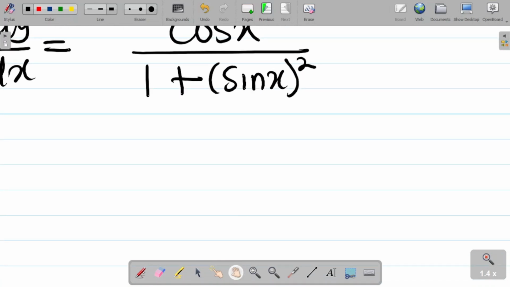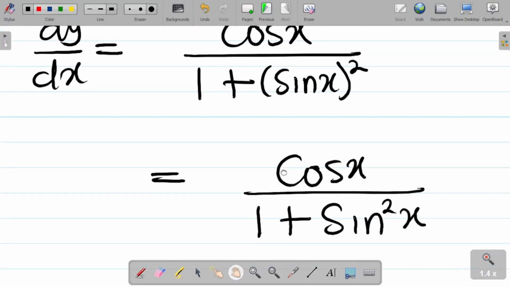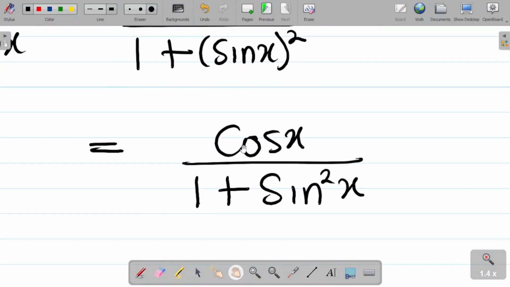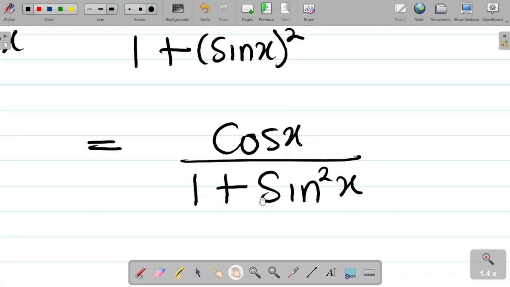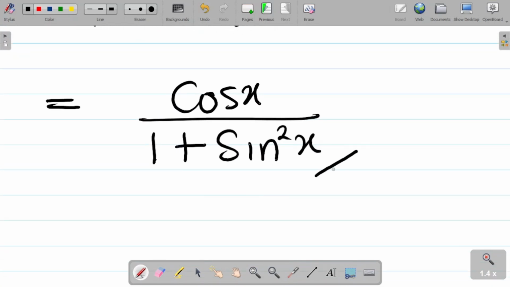All right, let's proceed with this. This will be equal to cos x all over 1 plus sine x all squared, which gives you sine squared x. So that means dy over dx is equal to cos x all over 1 plus sine squared x. All right, so this becomes the answer to this question.